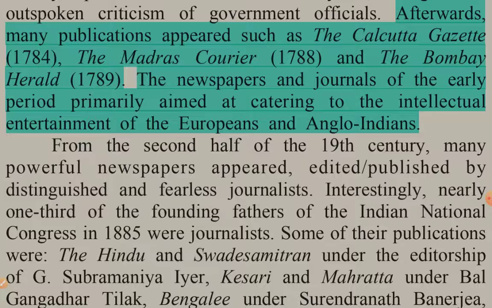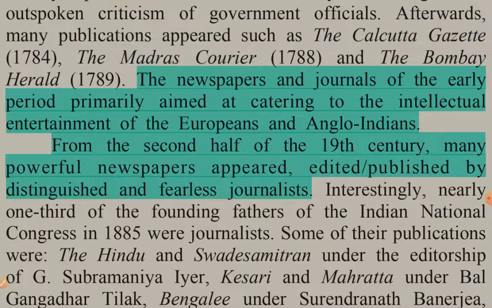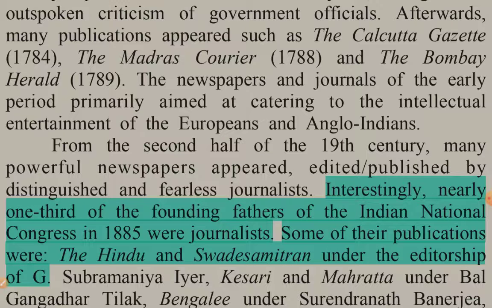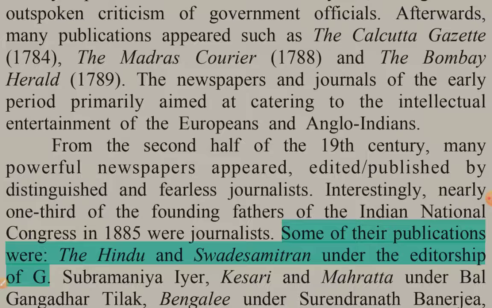Afterwards, many publications appeared such as the Calcutta Gazette 1784, the Madras Courier 1788, and the Bombay Herald 1789. The newspapers and journals of the early period primarily aimed at catering to the intellectual entertainment of the Europeans and Anglo-Indians. From the second half of the 19th century, many powerful newspapers appeared, edited and published by distinguished and fearless journalists. Interestingly, nearly one-third of the founding fathers of the Indian National Congress in 1885 were journalists. Some of their publications were The Hindu and Swadesamitran under the editorship of G.